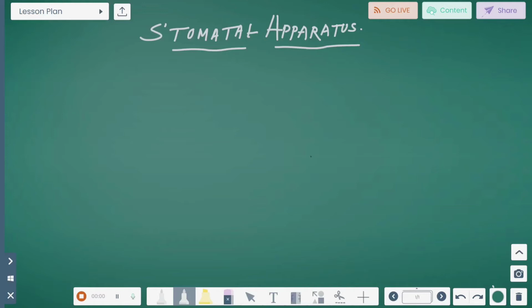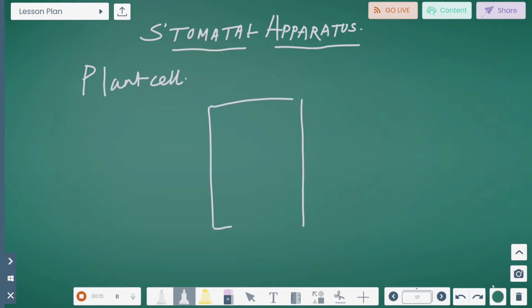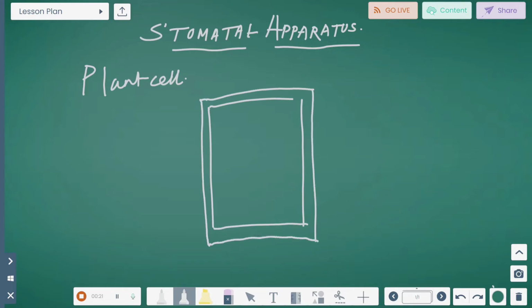When we are talking about the stomatal apparatus, the first thing that you need to know is the concept of your plant cell. If you try to recollect the basic structure, the plant cell is surrounded by your cell wall. The innermost membrane of the plant cell is the cell membrane, but externally it is surrounded by the cell wall.